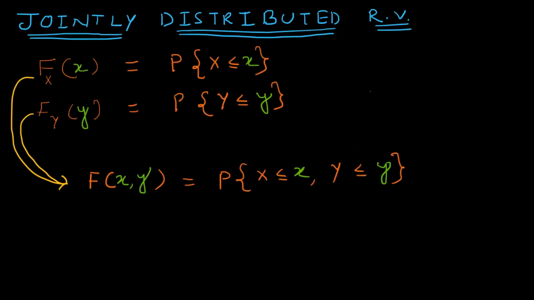Now that is the thing that is discussed here. F_X of x equals the probability of X less than or equal to x. The concept we used here is that F_X of x is the same as writing F of x comma infinity. I hope you are getting it. Similarly, F_Y of y is the same as writing F of infinity comma y. That should be clear to you.